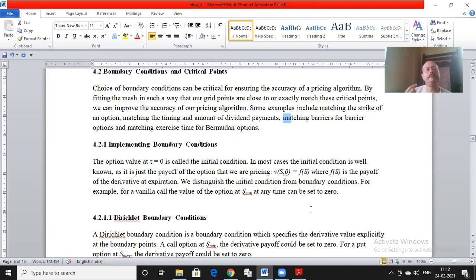For instance, if I take the minimum stock price to be a very low stock price, then I can simply say that for a simple vanilla call option, the value of the contract at that very low stock price at any point of time will be 0. Because if the stock price is so low, then nobody is going to use the call option. Correct? Is it clear?